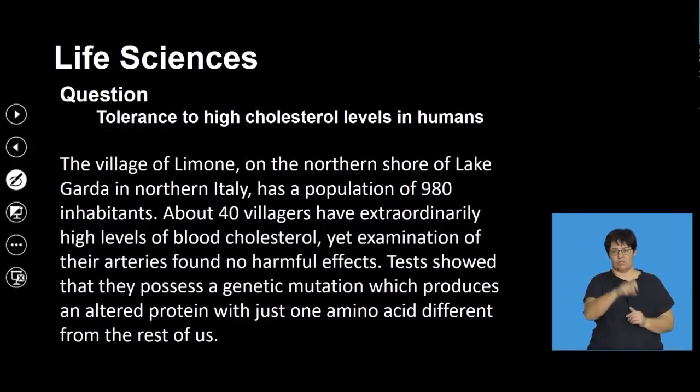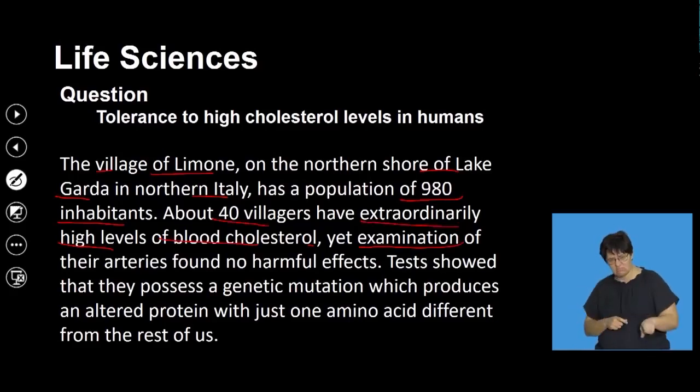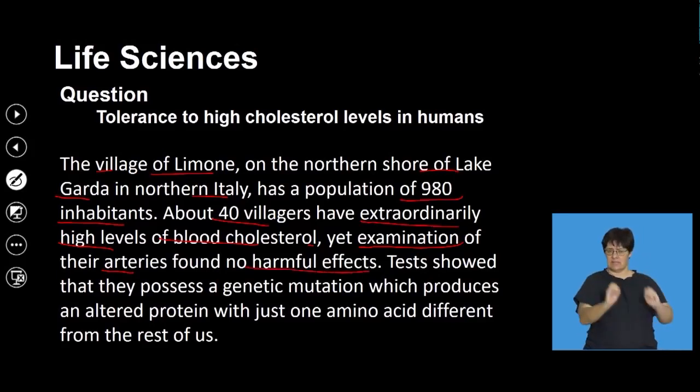So guys, if we look at a question, I'm drawing back to a gene which is used in the tolerance of a high cholesterol diet. A village in Limone, on the northern shores of Lake Garda in Italy, has a population of about 980 inhabitants. About 40 villagers have an extraordinarily high level of blood cholesterol. Yet, upon examination, their arteries show no harmful effects.